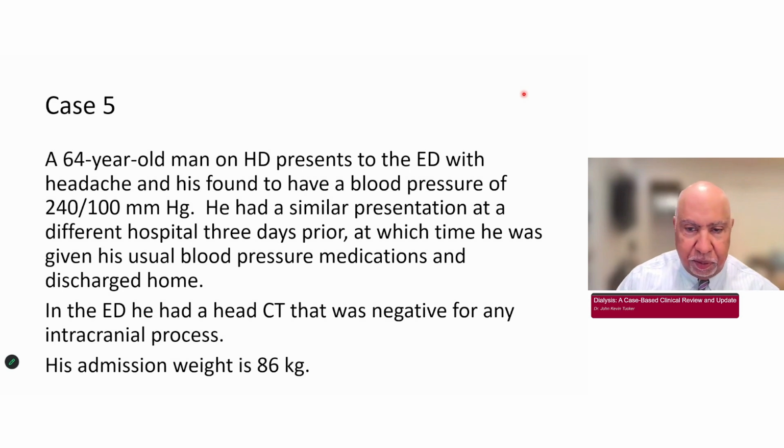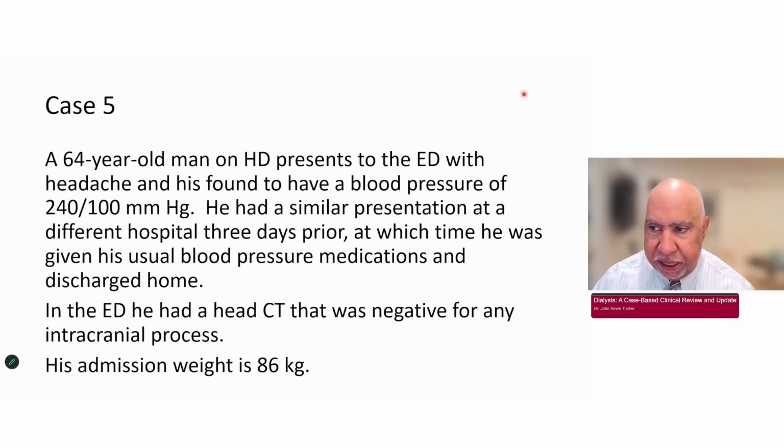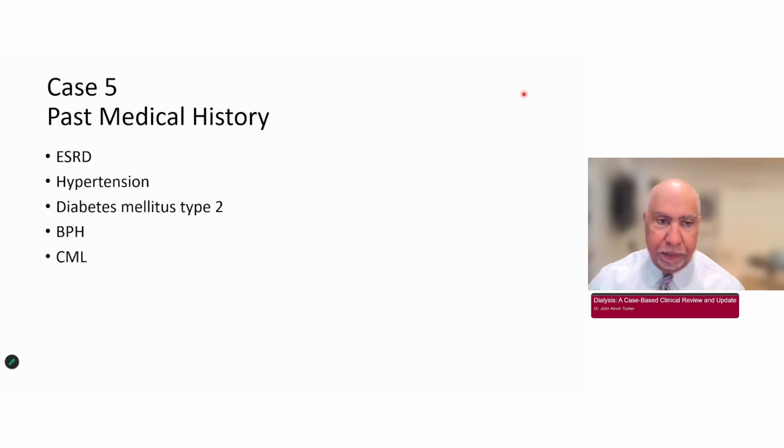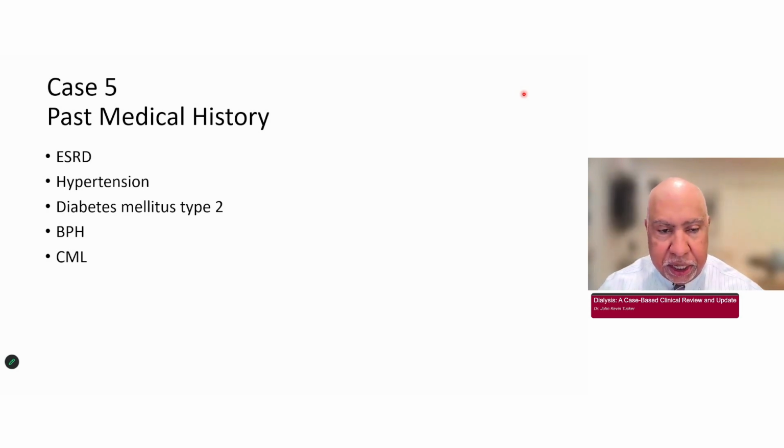Okay, let's move on to a different scenario. A 64-year-old man on hemodialysis presents to the ED with headache, found to have a blood pressure of 240/100. He had a similar presentation at a different hospital 3 days prior, at which time he was given his usual blood pressure medications and discharged home. In the ED, he had a head CT that was negative for any intracranial process. His admission weight was 86 kilograms. His past medical history is notable for, in addition to end-stage kidney disease, hypertension, type 2 diabetes, BPH, and CML.